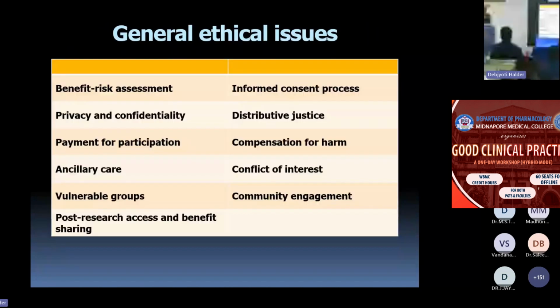So general ethical issues. Guidelines speak about benefit risk assessment, the importance of privacy and confidentiality, payment for participation. Do you think it is ethical to pay a research participant? Why? Do you get paid when you are going as an examiner? So you don't mind taking that payment. You are getting your salary.